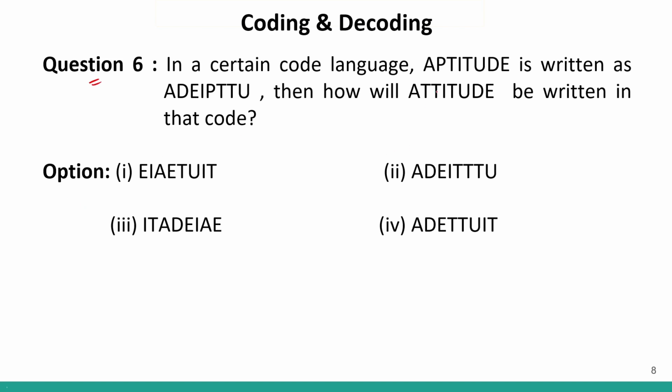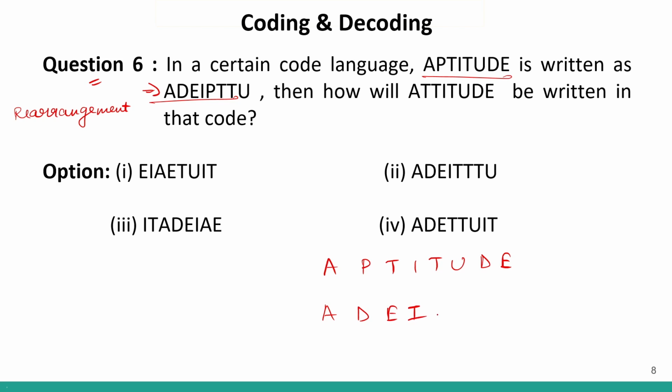Now I can see same letters. Aptitude is coded as this. How we have to find the code for attitude. Now if I see the same letters, I assume this is a question of rearrangement. So instead of using the concept of forward ranks and backward ranks, I will rearrange the letters to find the code. So aptitude is coded as A, D, E, I, P, T, T, U. Okay, aptitude is coded like this.